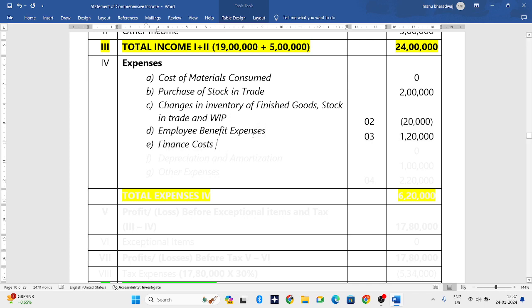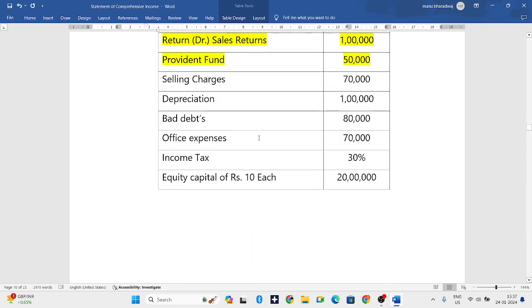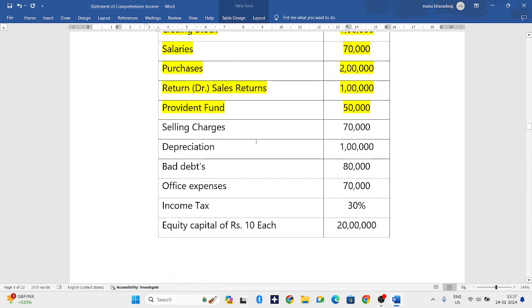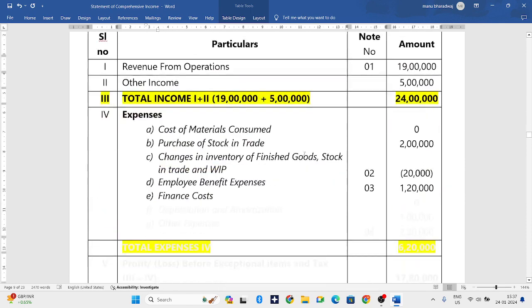Next item will be finance cost. So finance cost, any interest on debentures, interest on loans, anything is there, we have to check in the question. So there are no expenses like that. So finance cost will be 0.